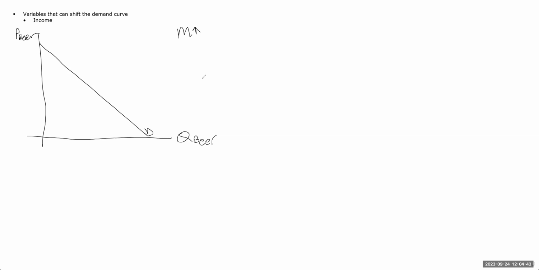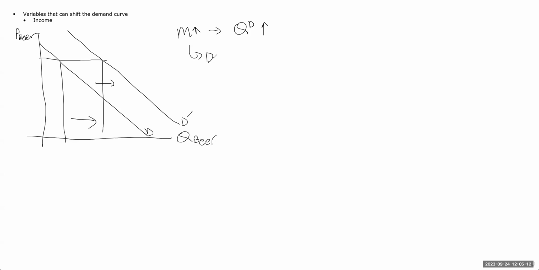Okay, so we have some product, quantity of beers, price of beers. Here's the demand curve. When income increases, the demand curve can shift to the right or it can shift to the left. Let's say for beers, the demand curve shifts to the right. What that means is for any given price, quantity demanded has increased, right? For any given price, quantity demanded has increased, okay?